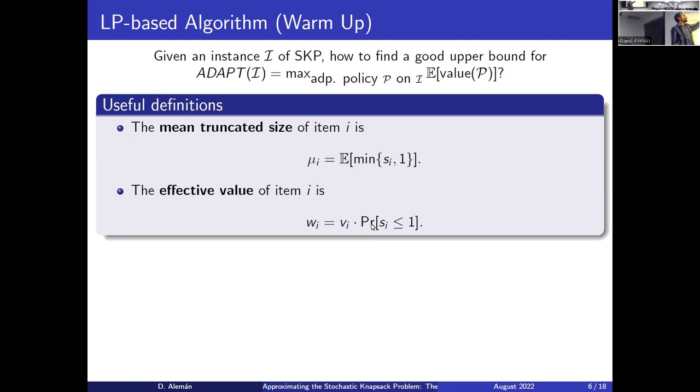In fact, this quantity is going to make our life much easier when analyzing algorithms. Now, the effective value of item i is defined as w_i equal to v_i times the probability that s_i is at most one. That's an upper bound on the expected value that we can obtain from item i.